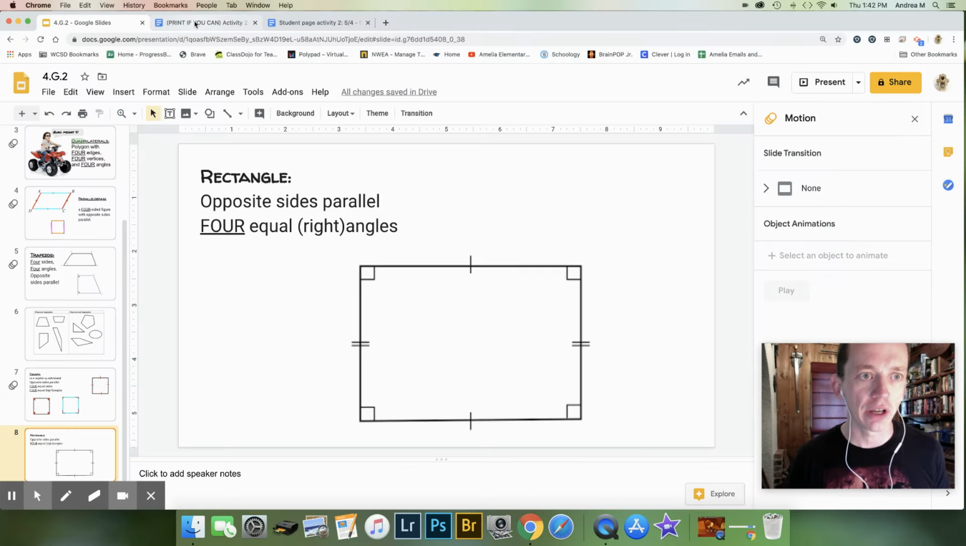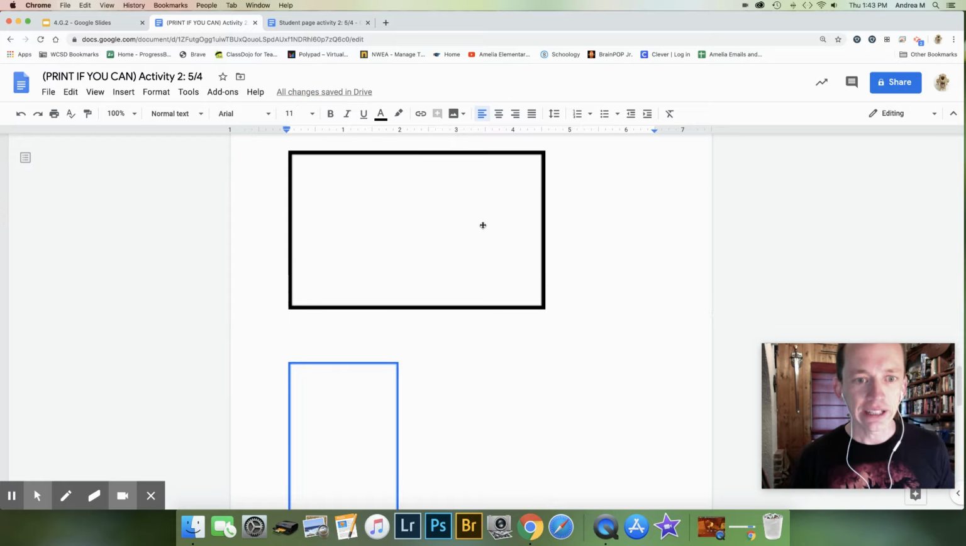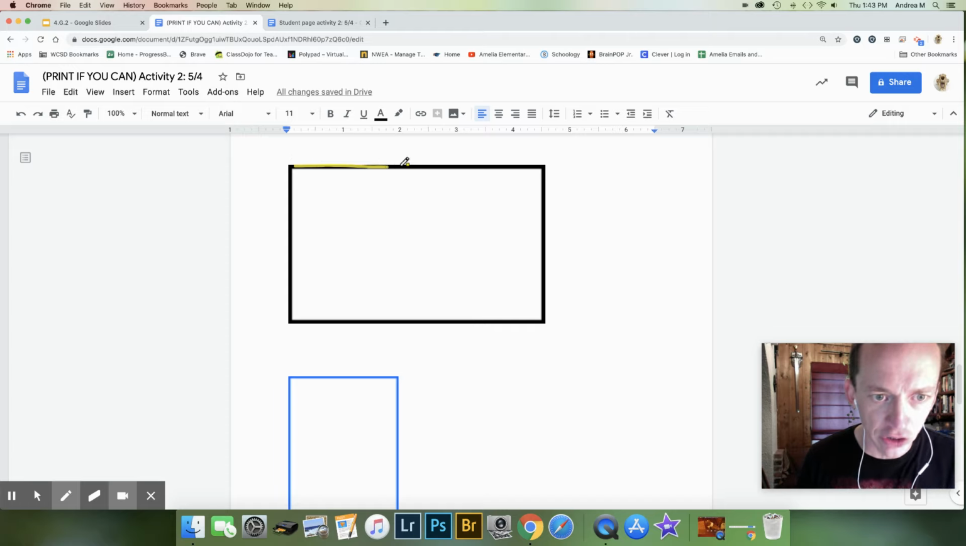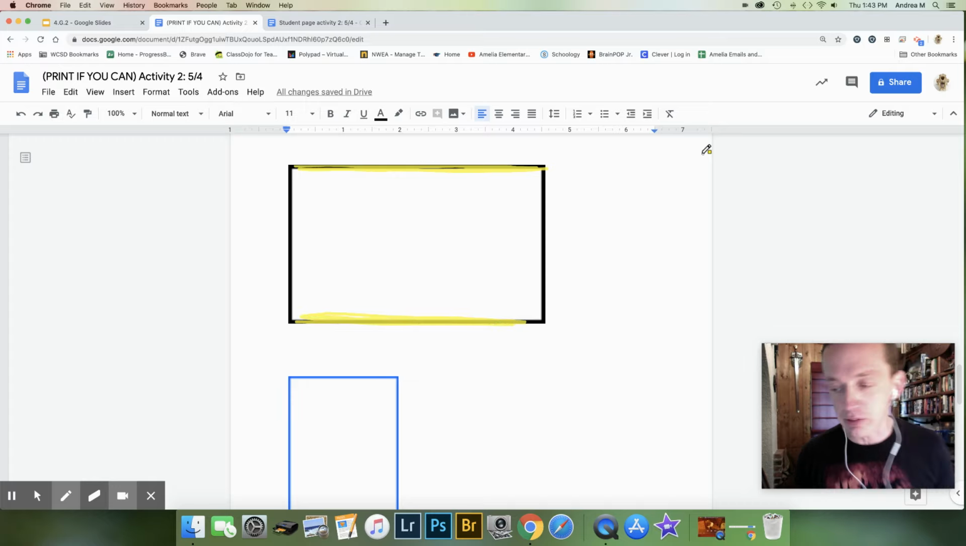So let me come back to my drawing page right here. I want to focus more of our attention on these parallel lines. If I draw this one right here, this yellow line, it is parallel to this one right here. You guys see what I'm talking about? These are parallel. These lines, if I were to extend them out, will never ever touch each other.